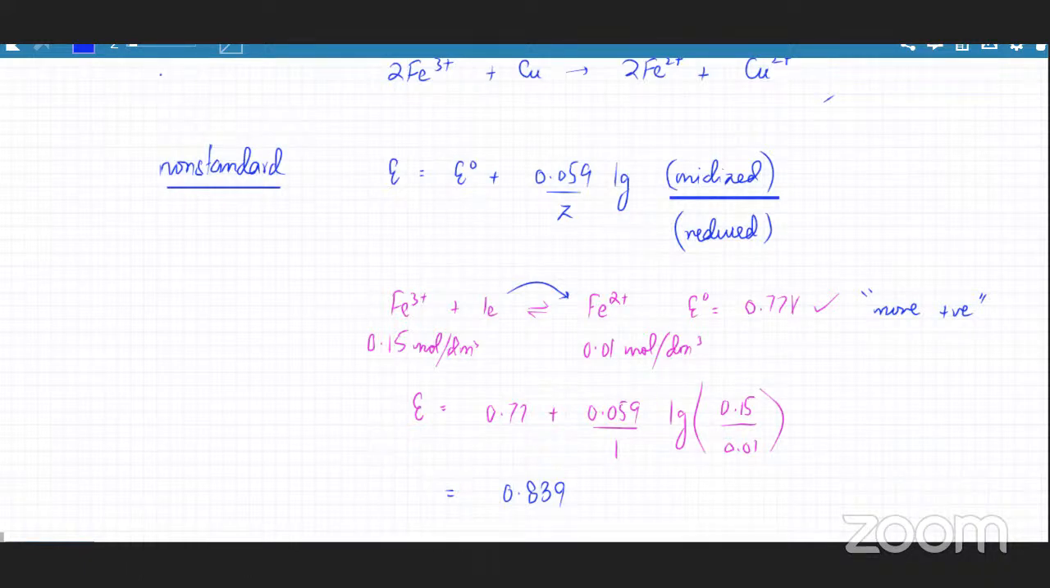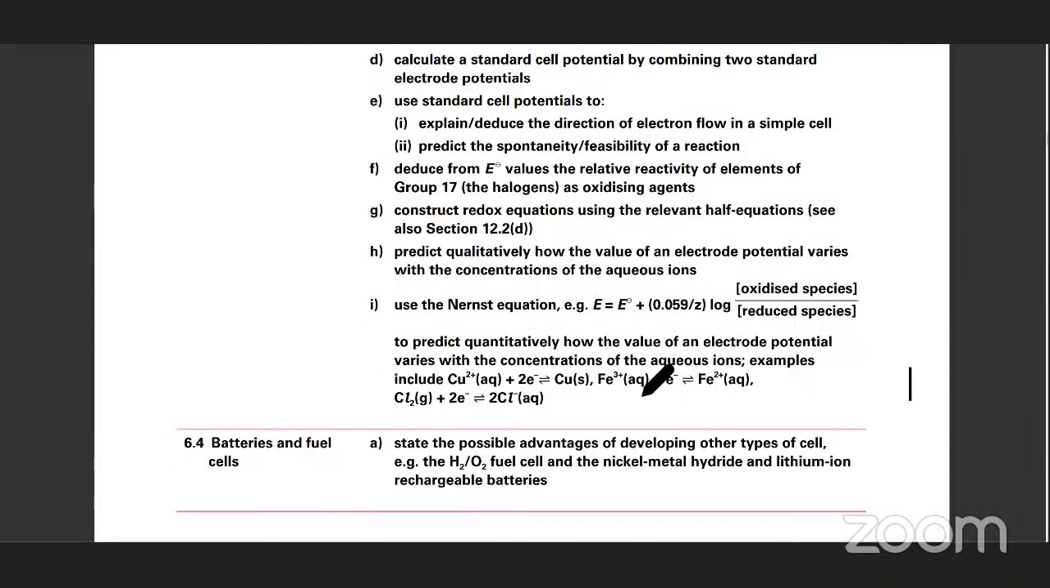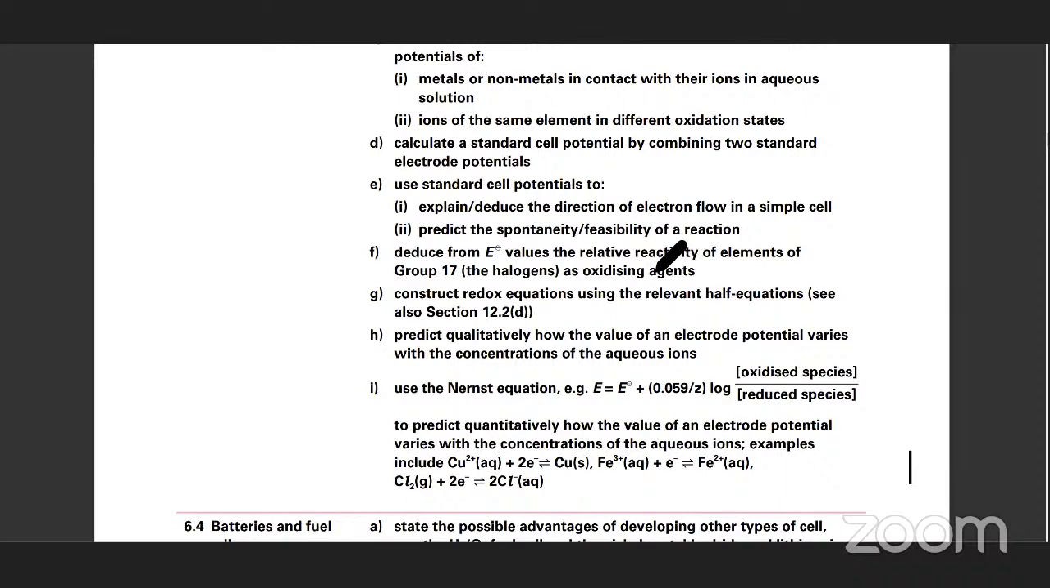अच्छा फिर तो ये Nernst equation, ठीक है, we've got the Nernst equation. Predict how the value of the electrode potential varies with concentration. We're done with that. Construct redox equations, done that. Spontaneity, feasibility of the reaction. I mean, we're just going to talk about that for a second, and also about the relative group 17 halogens. ठीक है, you almost always get a question on that.